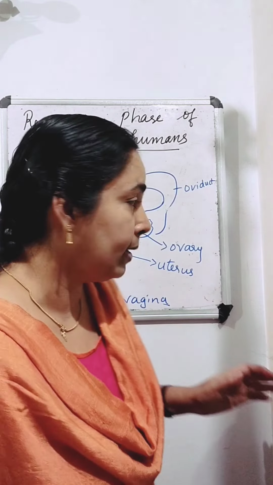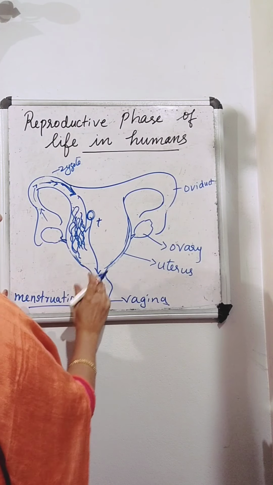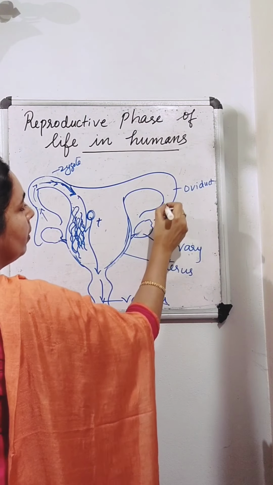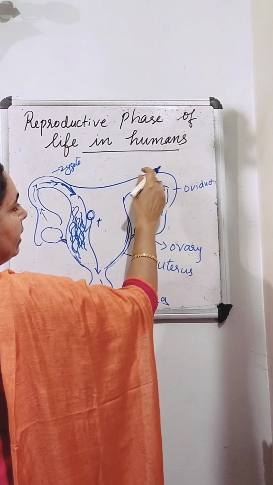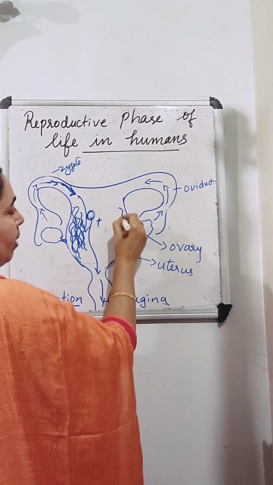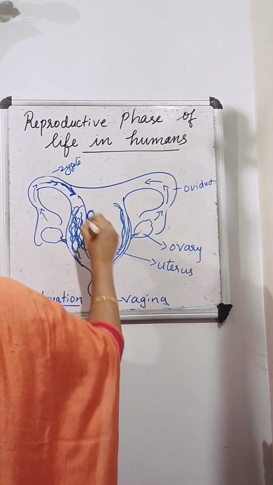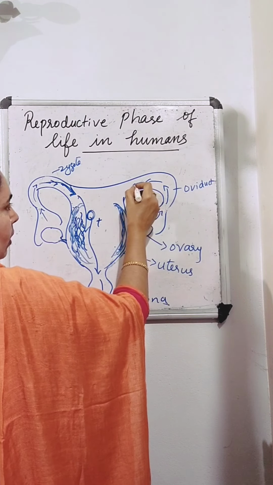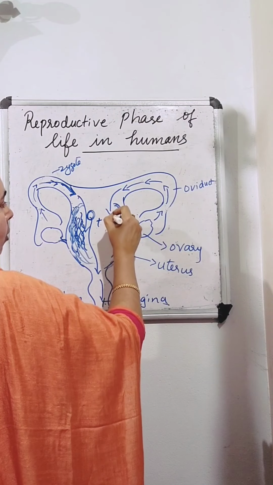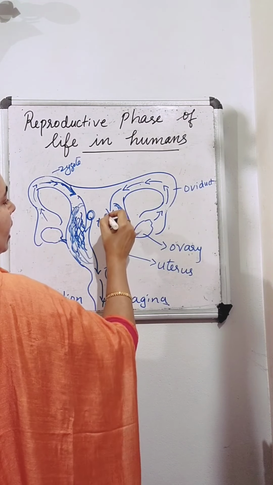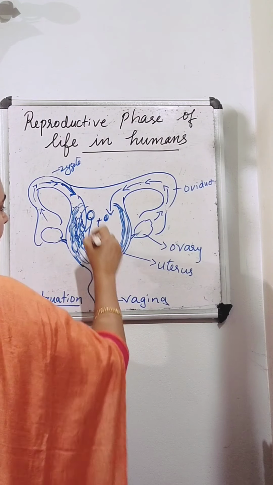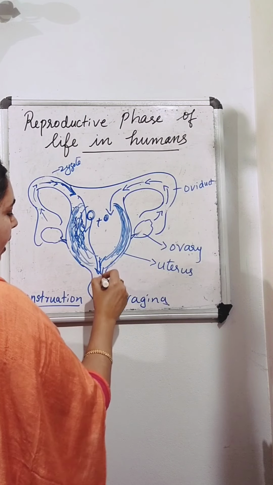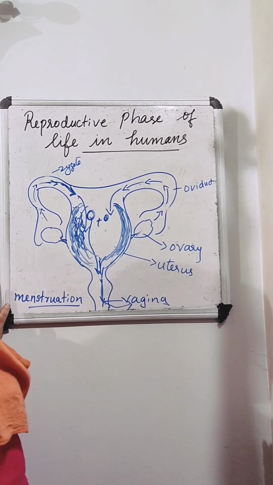And again, next month this ovary will begin to release one ovum, and that ovum will come out through the oviduct. At the same time, the walls of the uterus will begin to thicken, and if fertilization does not take place, the ovum will come out through the oviduct into the uterus, and along with the thickened lining of the uterus and blood vessels, it will be shed off and go out through the vagina.